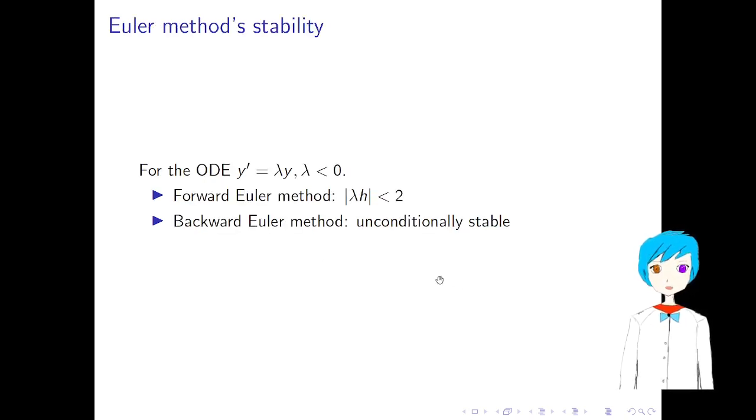So for the Euler methods, for the ODE y' equals lambda y, where lambda is smaller than 0, the forward Euler method requires that the absolute value of lambda times h is smaller than 2 in order for the method to be stable. Because if the absolute value of lambda times h is greater than 2, then the numerical solution will blow up while the ground truth solution will converge to 0. So for the backward Euler method, it is unconditionally stable.